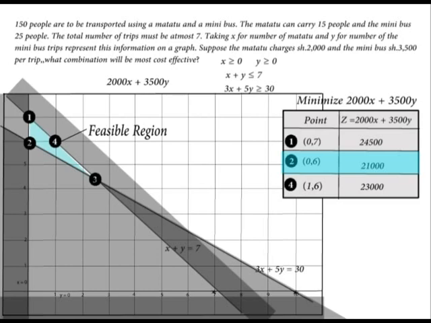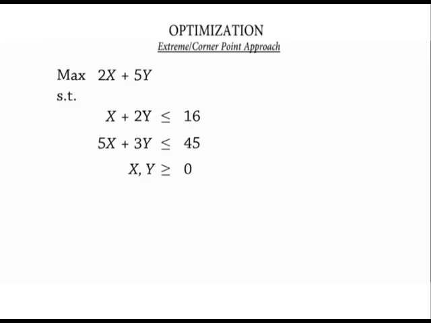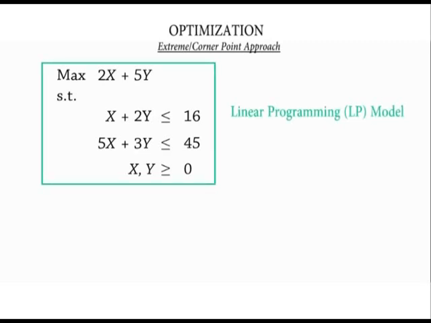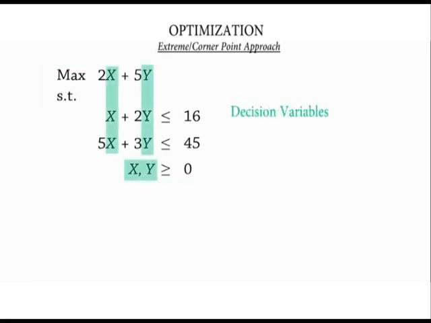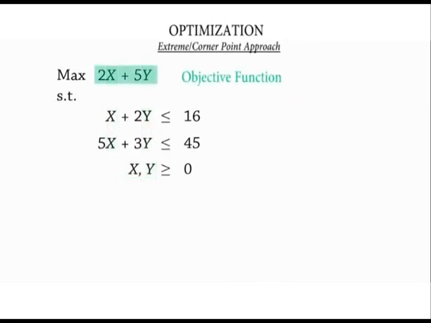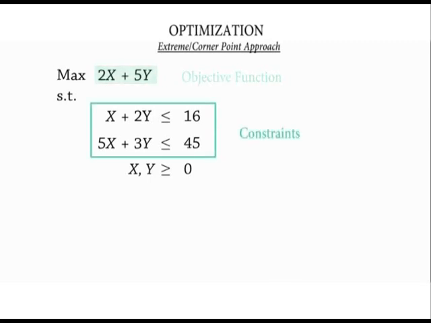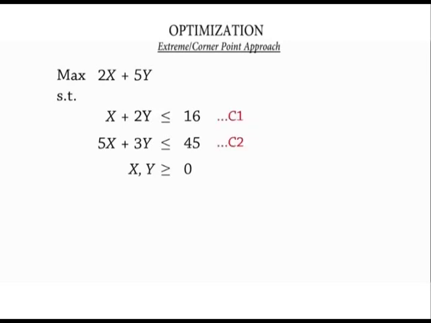Let's take one more example. We want to maximize the expression 2x plus 5y using the extreme or corner points approach. What we have here is a linear programming model. We have the x and y, which we call the decision variables, and they tell us what quantities to buy, sell, transport, and so on. The 2x plus 5y is the objective function, which we want to maximize. These two are the constraints or restrictions on how to attain the objective. We can label them C1 and C2. These two are the non-negativity constraints.